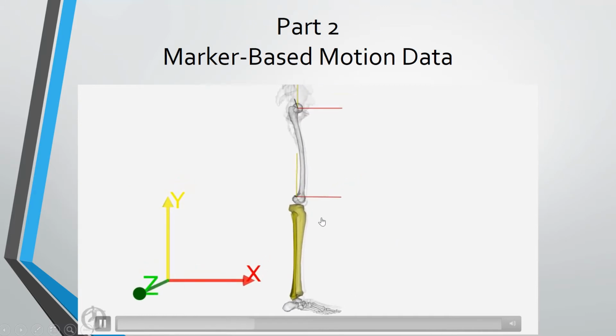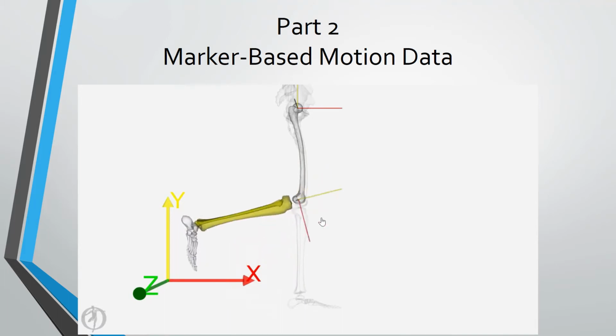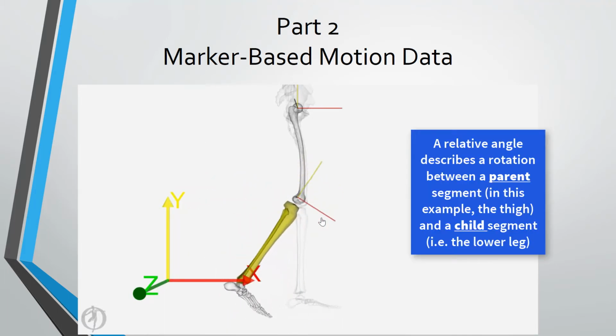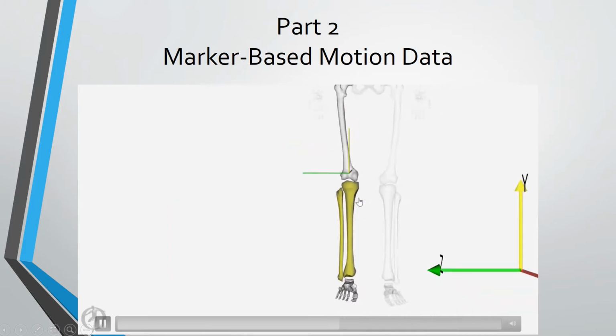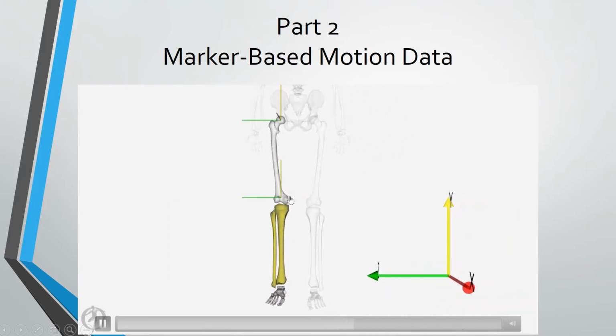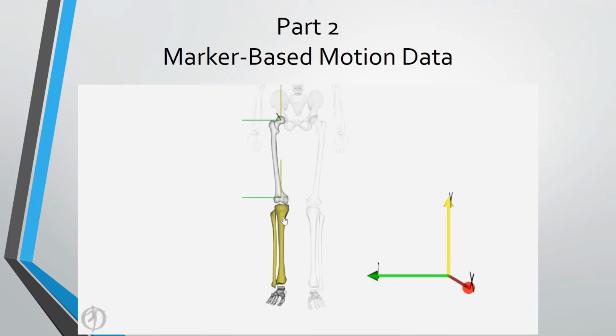So an orientation around our z-axis can now be described as knee flexion extension. Remember, we're expressing this coordinate system within this one. If we go to a frontal view, a rotation about the x-axis of the lower leg coordinate system is knee varus valgus. And finally, a longitudinal rotation about the y-axis is knee internal and external rotation.